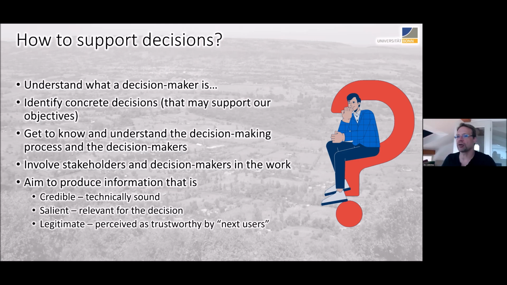And the third category, which for an impact orientation may even be the most important one, is whether our knowledge, the information we generate, is legitimate, meaning that it needs to be perceived as trustworthy by the intended next users of the information, which are basically the people that need to receive that information and change their behavior because of it.